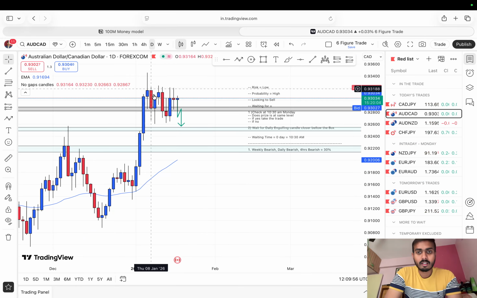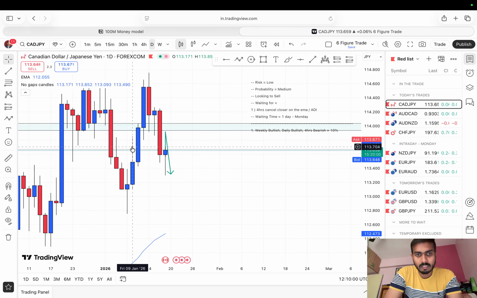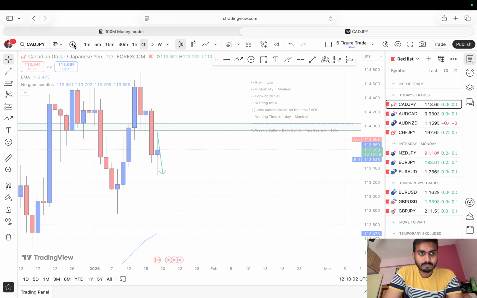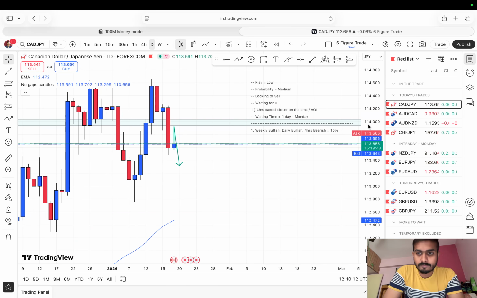Basically, I have reorganized these currencies as we go. In the CADJPY, I am waiting for the 4 hour candlestick to wick into this area of interest and the candlestick to close on this box. That is what I'm waiting for to take the sell trade to the downside.